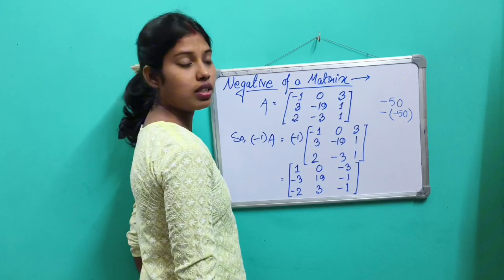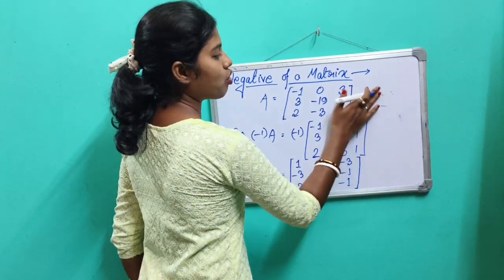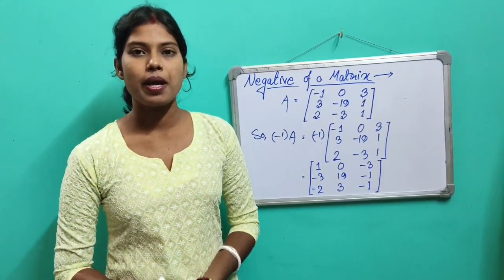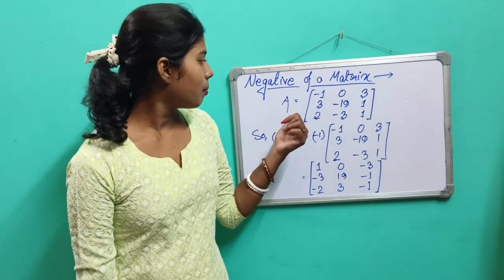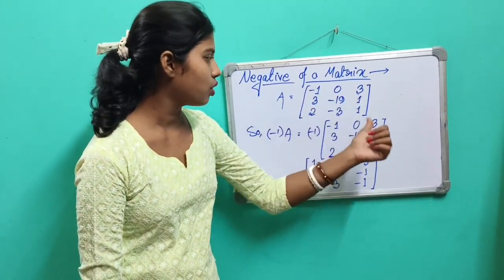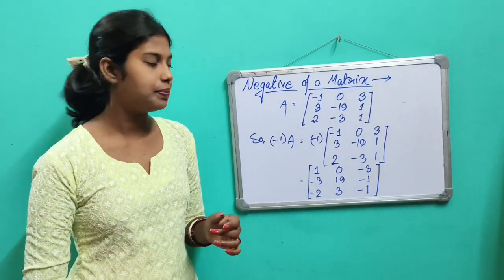Then it will become what? It will become plus 50. So similarly in case of matrix, we will do the similar. We have taken a matrix which is capital A. These are the elements of the matrix which contains both the positive and the negative number, right?